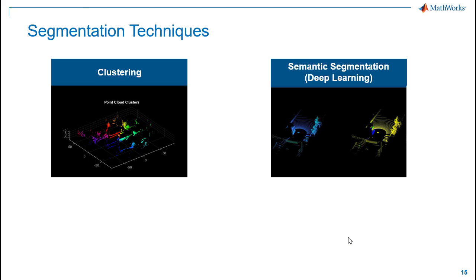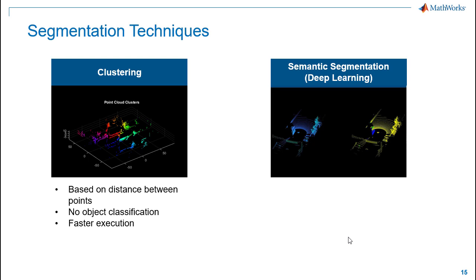There are two techniques to segment the point cloud. The first is by using clustering algorithms, and second is semantic segmentation using deep neural networks. In clustering, we'll segment the point clouds based on the distance between points in the point cloud. This method doesn't classify points based on the objects in them, but the execution will be much faster compared to deep learning based approach. Semantic segmentation, on the other hand, will provide better result since it classifies each point in the point cloud using deep learning. But this technique is computationally intensive.